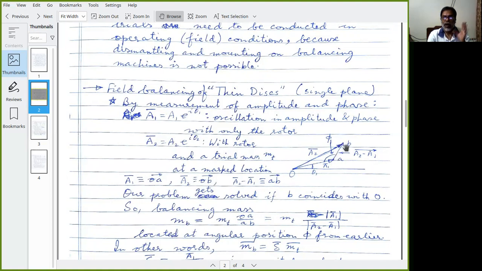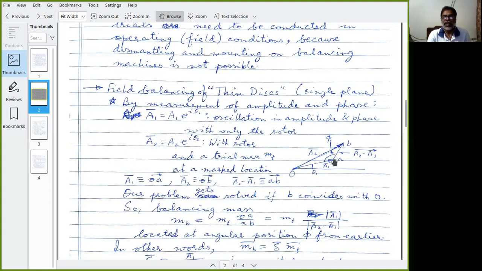Now, what would be the best case? In which case you can take the trial mass right at that location where you have tried as the balancing mass. If AB turns out to be AO, that is, if coincidentally it happens that in the second measurement A2 is 0, then you would be here, and in that case this AB would be AO, and that is what you want. So currently it is not so.